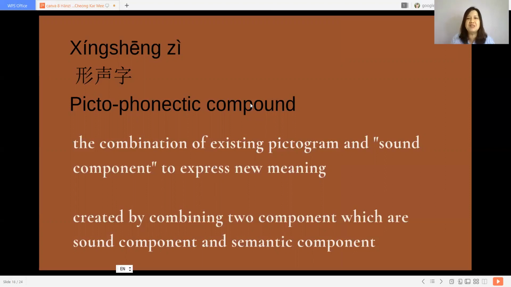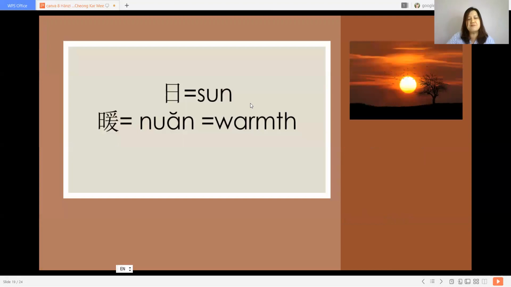Pictophonetic compound is a combination of existing, still using the existing pictogram, and a sound component to express new meaning. We have the pictograph as a component, and at the same time we have the phonetic component to give you clues how that particular word is pronounced. We normally create it by combining two components, which are the sound component and the semantic component, as we call it. For example, I show you an example right here. For example, these particular words, obviously it can be divided.